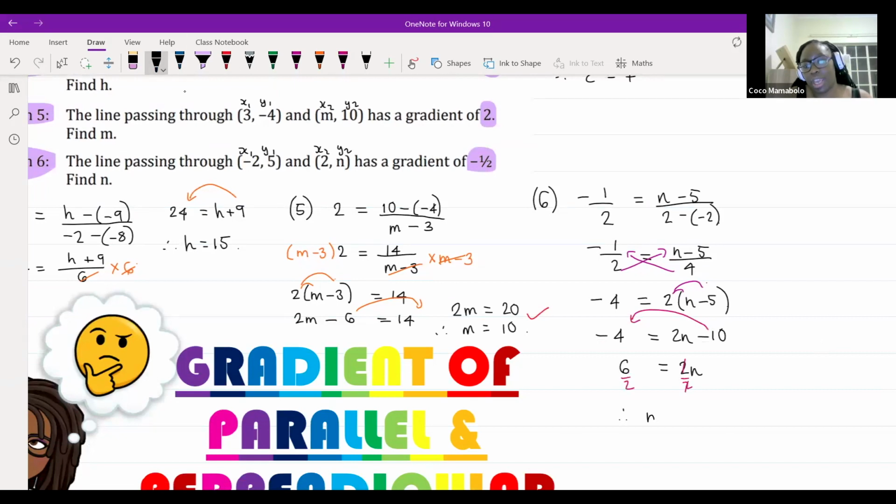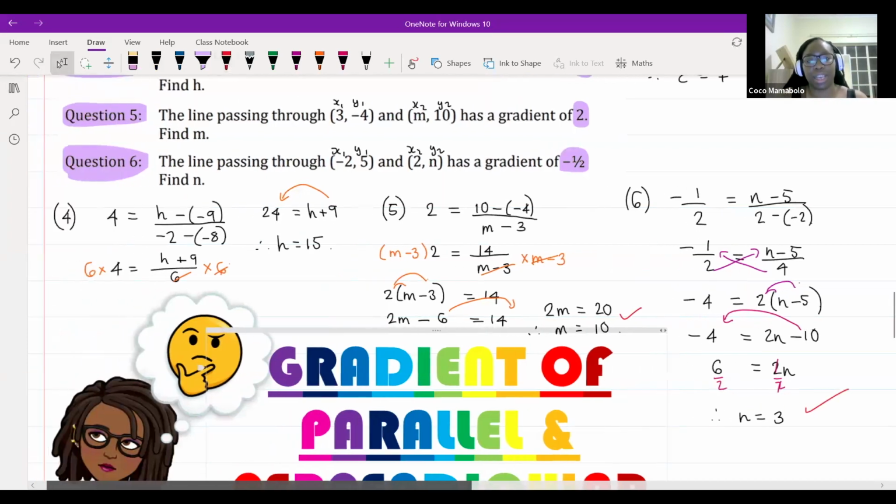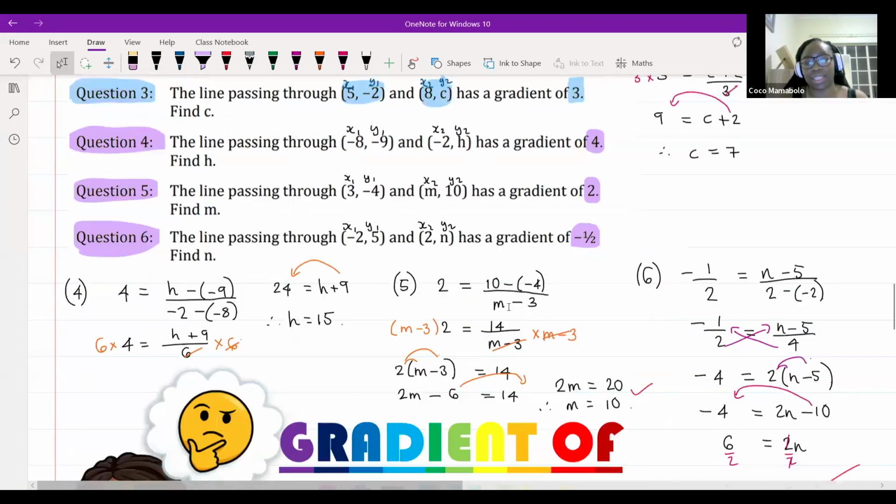Correct. Therefore, n is equal to 3, or 3 is equal to n. Both of those will be correct. All right, and that's the answer we should get. How did we do out of 3? Did we get 3 out of 3 for questions 4, 5, and 6? How did we do, guys?